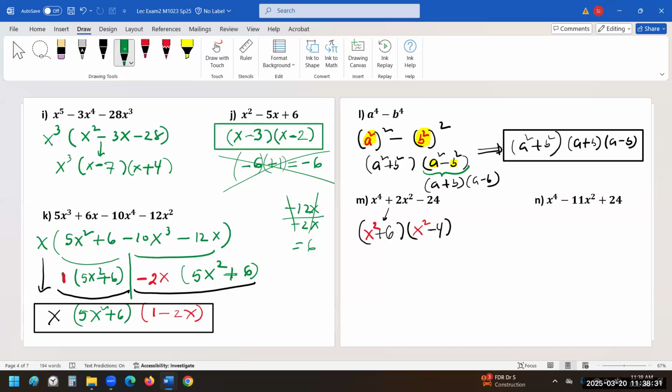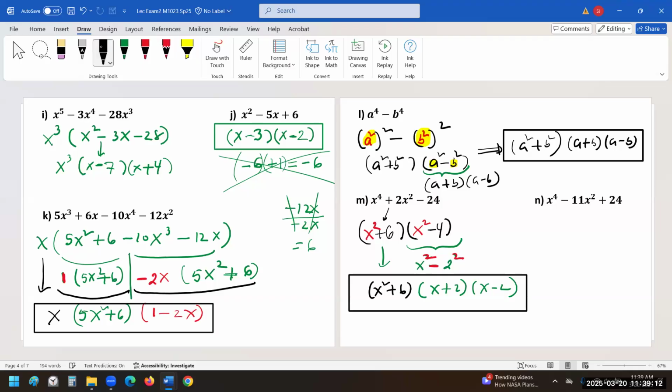And then you lost points because you thought you would stop here, which you cannot. X squared minus 4 is a difference of two perfect squares. So it's x squared minus 2 squared. As long as you have two perfect squares and a minus between them, you always have to keep factoring. So that gives us x plus 2 and x minus 2. But you cannot forget about your prime, x squared plus 6. And now it's fully factored.